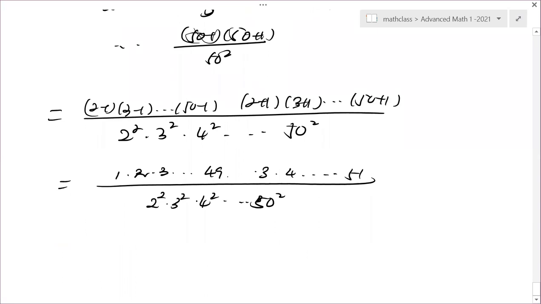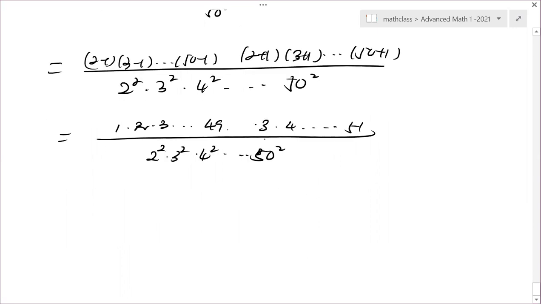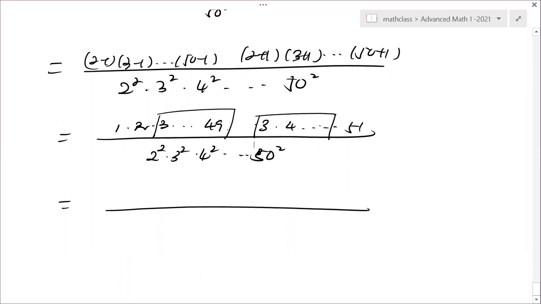All right, can we simplify? The answer is yes. How? Well, you see that, right? We get squares. From 3 to 49, they're all squares. So we have 1 times 2, 3 squared, 4 squared, up to 49 squared, then 50 and 51.